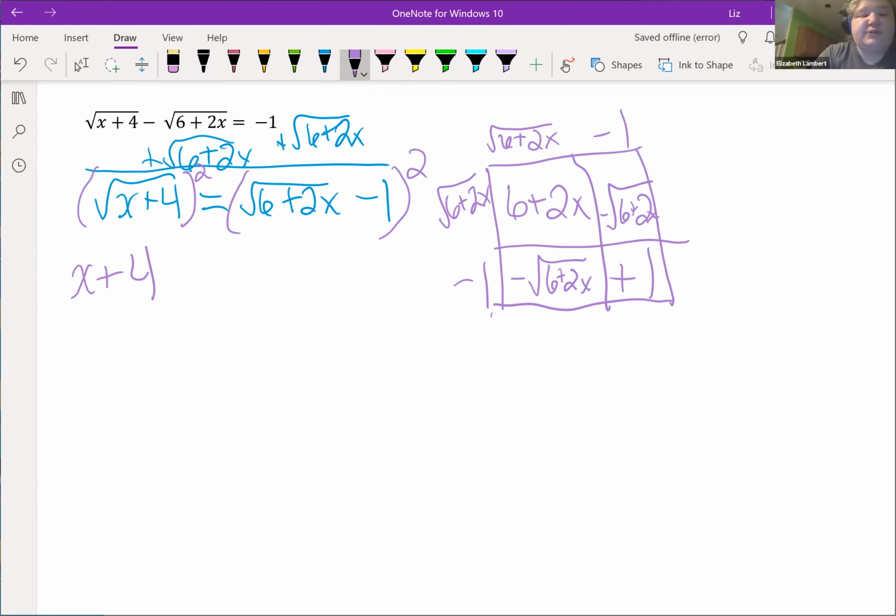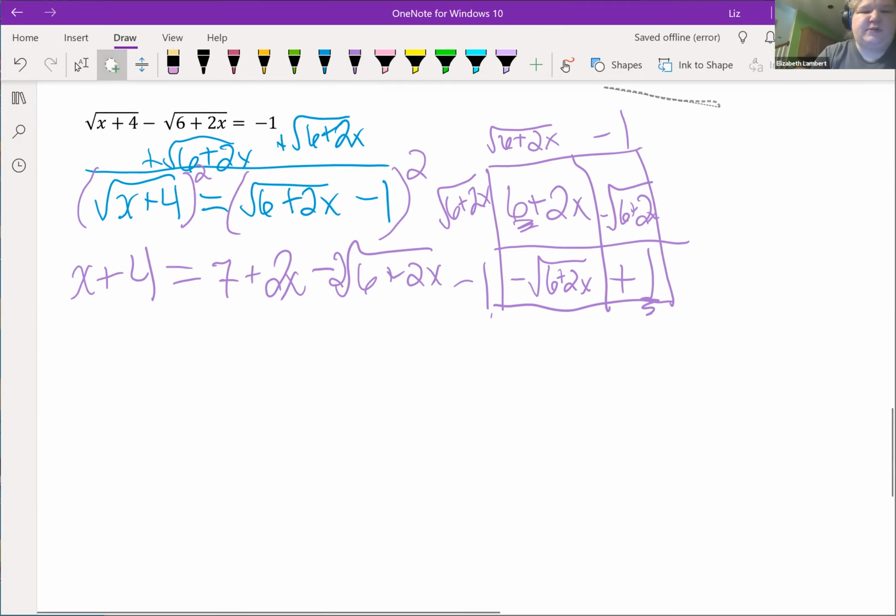So I get 2 of those. So on my other side here, I have 6 plus 2x plus 1. That's why I did those two first, because I knew we were going to have some like terms. And I'm just going to go ahead and combine that. So that is 7 plus 2x. And then it is minus the square root of 2 square roots of 6 plus 2x. All right. So I still have a square root after all that craziness.